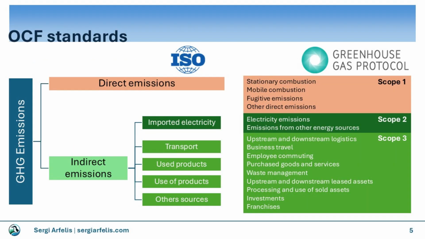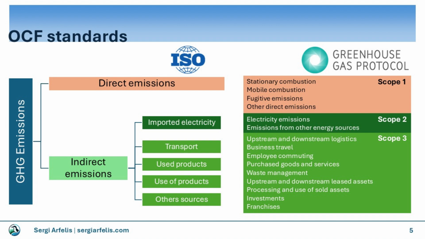Now, let's take a moment to look at the scheme shown on this slide, which visually maps out how greenhouse gas emissions are categorized according to the main standards we've just discussed. What you see here is a breakdown of emissions into 2 big families: direct emissions and indirect emissions. This is a fundamental distinction you'll find in both the GHG protocol and ISO 14064. Direct emissions are those that come straight from sources your company owns or controls. Think of things like fuel burned in your company's boilers, emissions from your own vehicles, or leaks from your air conditioning systems. These are the emissions you have the most direct influence over, and they're grouped under what's called Scope 1. Then, we have indirect emissions, which are a bit more complex.